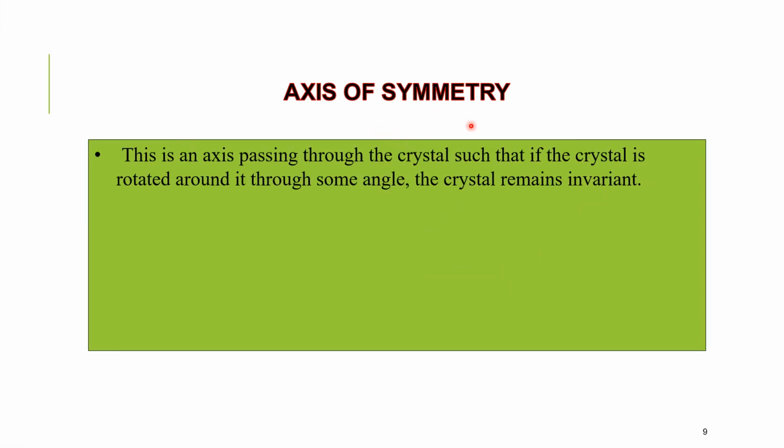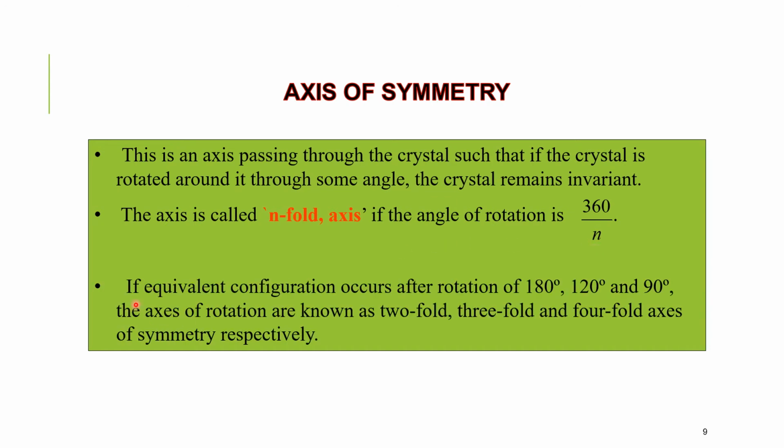Axis of symmetry. This is an axis passing through the crystal such that if the crystal is rotated around it through some angle, the crystal remains invariant. The axis is called an n-fold axis if the angle of rotation is 360 divided by n. If an equivalent configuration occurs after rotation of 180 degrees, 120 degrees and 90 degrees, the axes of rotation are known as two-fold, three-fold and four-fold axes of symmetry respectively.